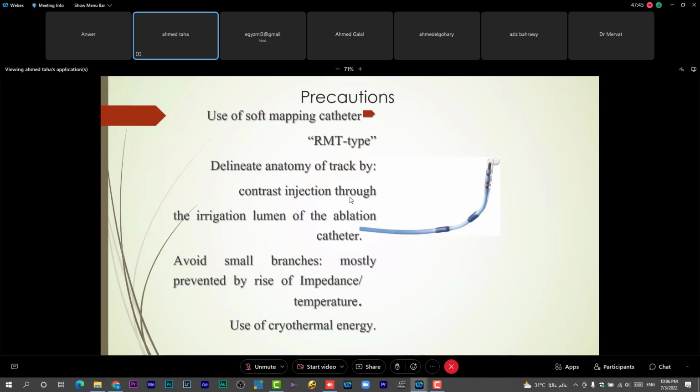Irrigation lumen of the ablation catheter, as I said. Try to avoid small branches because you will not be able to ablate in this zone because of the high impedance and temperature that will happen. Sometimes you will need cryothermal ablation, especially in the crux or sometimes near the coronary artery itself.